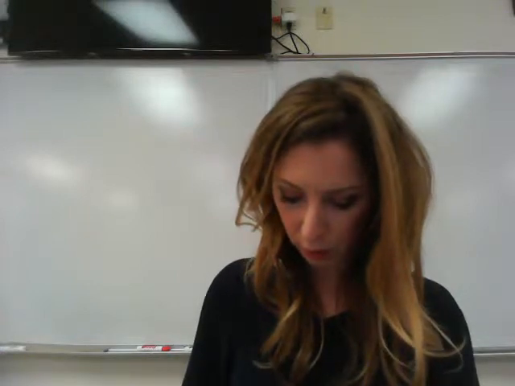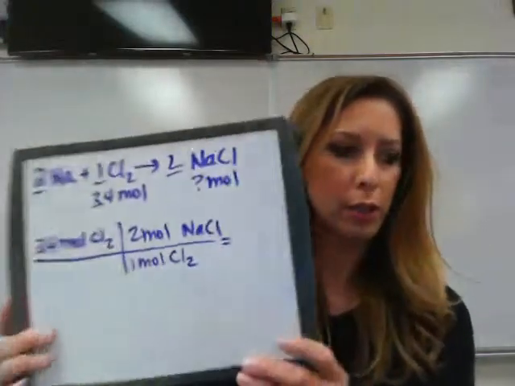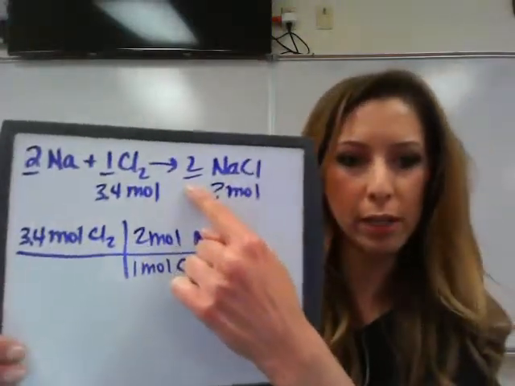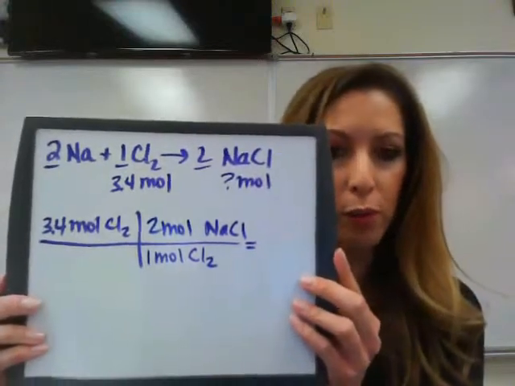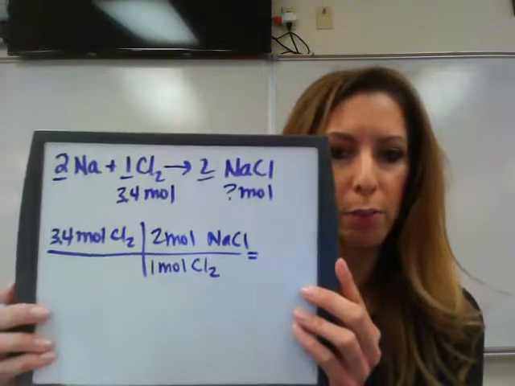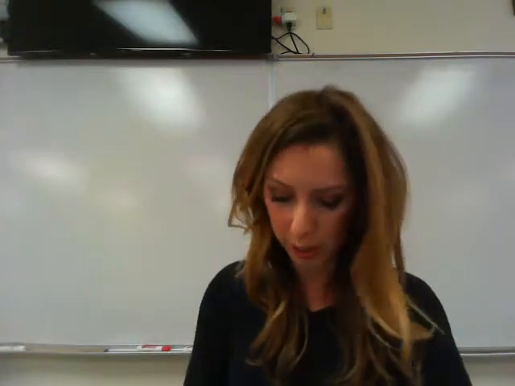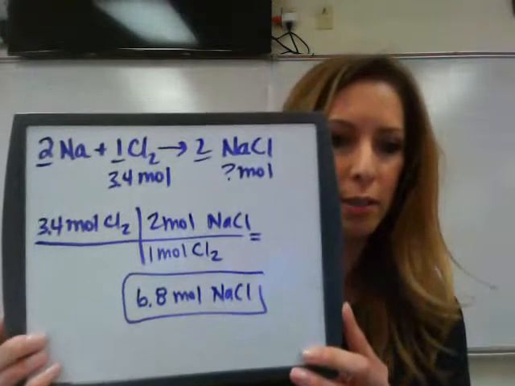And we're solving for NaCl. So we're going to put this 2 moles of NaCl on the top right here. You're going to multiply 3.4 times 2, which is going to give you 6.8. And if you divide it by the 1 on the bottom, it's still 6.8. So your answer is 6.8 moles of NaCl, which looks like this.